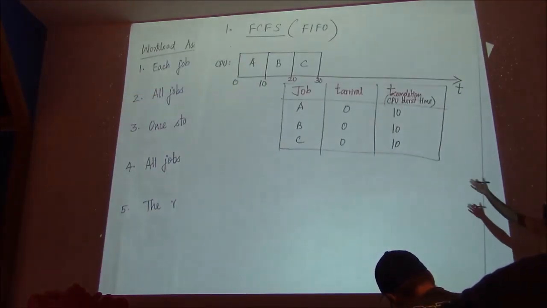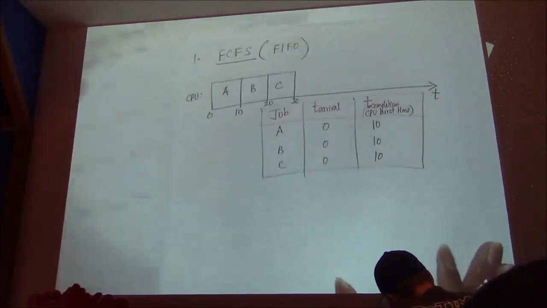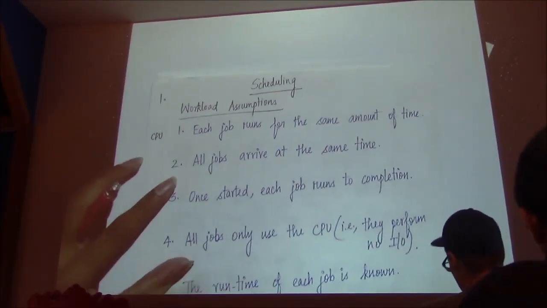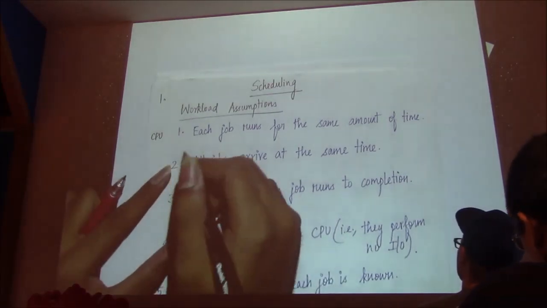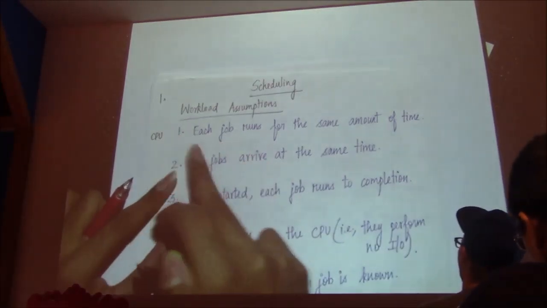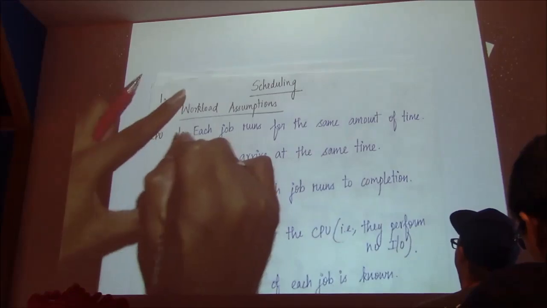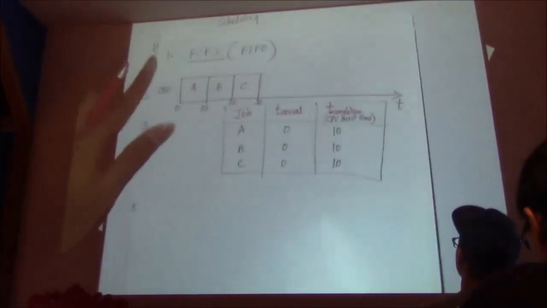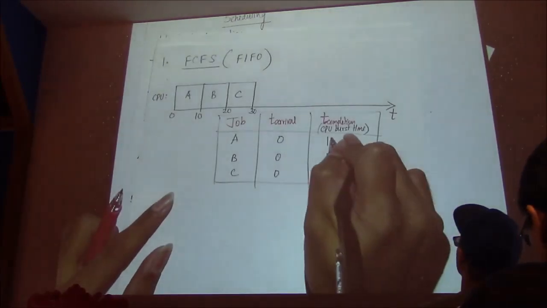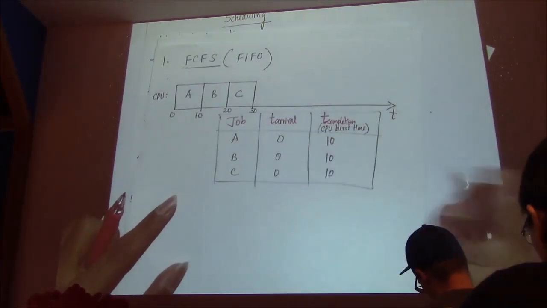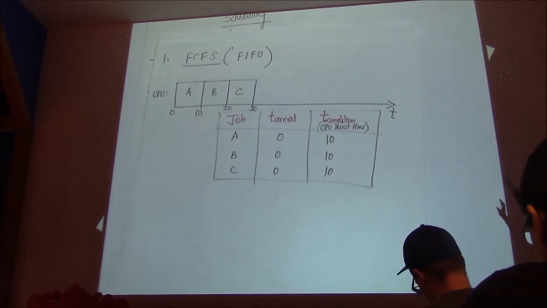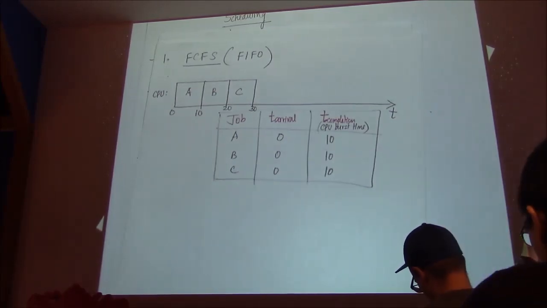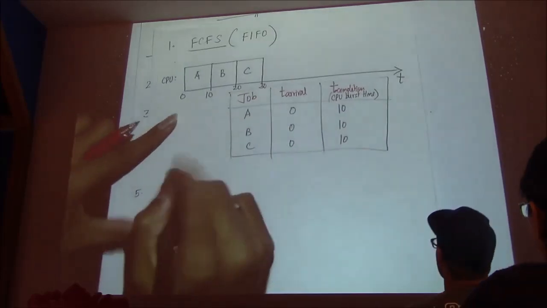Now the problem arises when we start removing some assumptions. Okay, let's start relaxing the first assumption: each job runs for the same amount of time. If we just remove this particular assumption, now what is going to happen? Let's assume instead of 10 here, maybe 1 second, but just before moving on, I would like to introduce a scheduling metric.